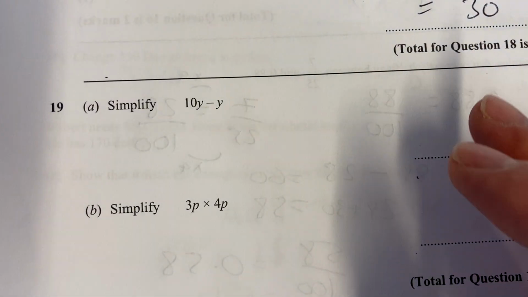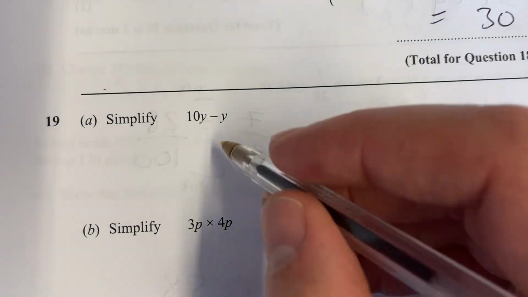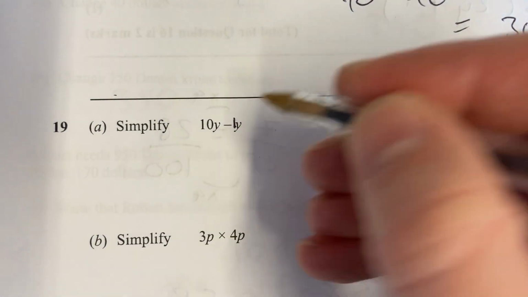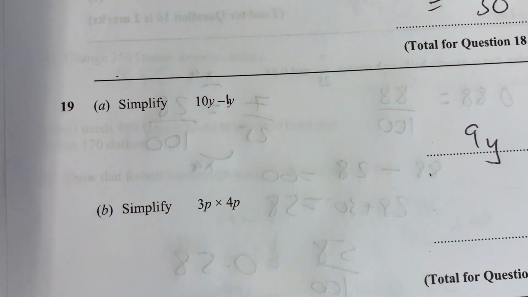Some more algebra, as it's a non-calculator paper. We've got to simplify 10y minus y. I have 10 of something, I take away 1 of that, and there's an invisible 1 there. It'll be 9y.